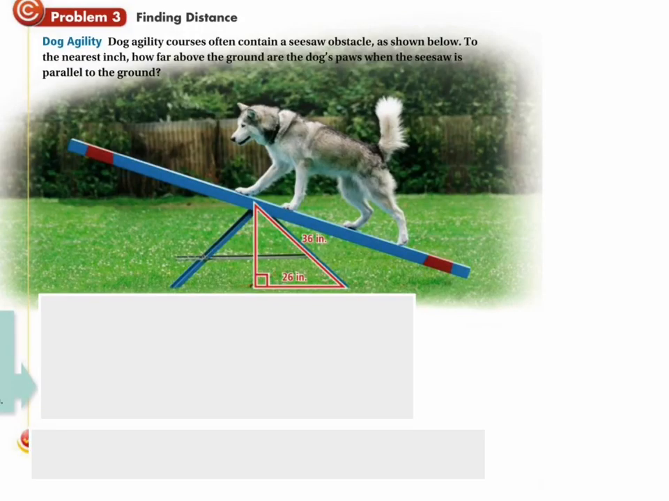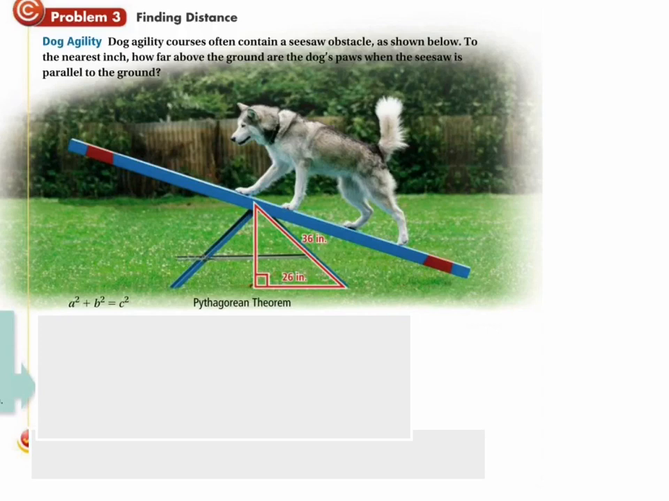Okay, problem 3 is a word problem. Dog agility courses often contain a seesaw obstacle, the seesaw here. And to the nearest inch, how far above the ground are the dog's paws when the seesaw is parallel to the ground? When the seesaw is parallel to the ground, then the dog's paws are going to be whatever this length is here. Okay? So what you're calculating is one of the legs. Let's see how they solve this.